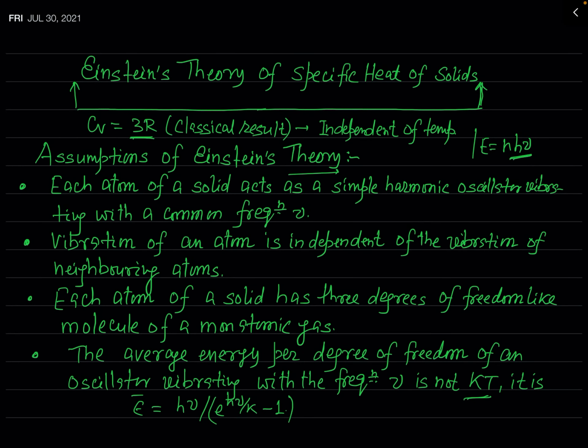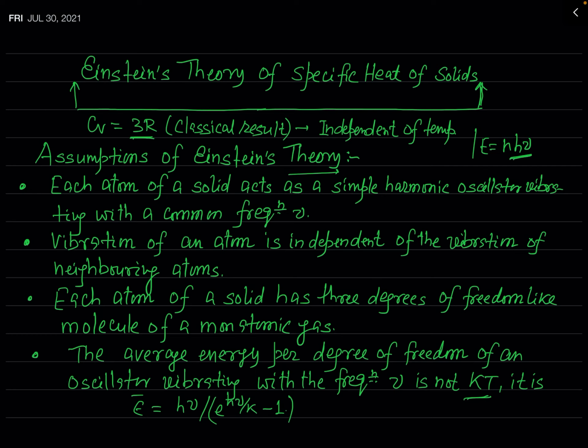We were discussing Einstein's theory of specific heat of solids. Actually, this is the second part of the lecture on Einstein's theory of specific heat of solids. And in the earlier lecture, we have seen that Einstein's theory is a quantum theory of specific heat of solid based on the quantum theory of Max Planck. And this theory is based on some important assumptions.